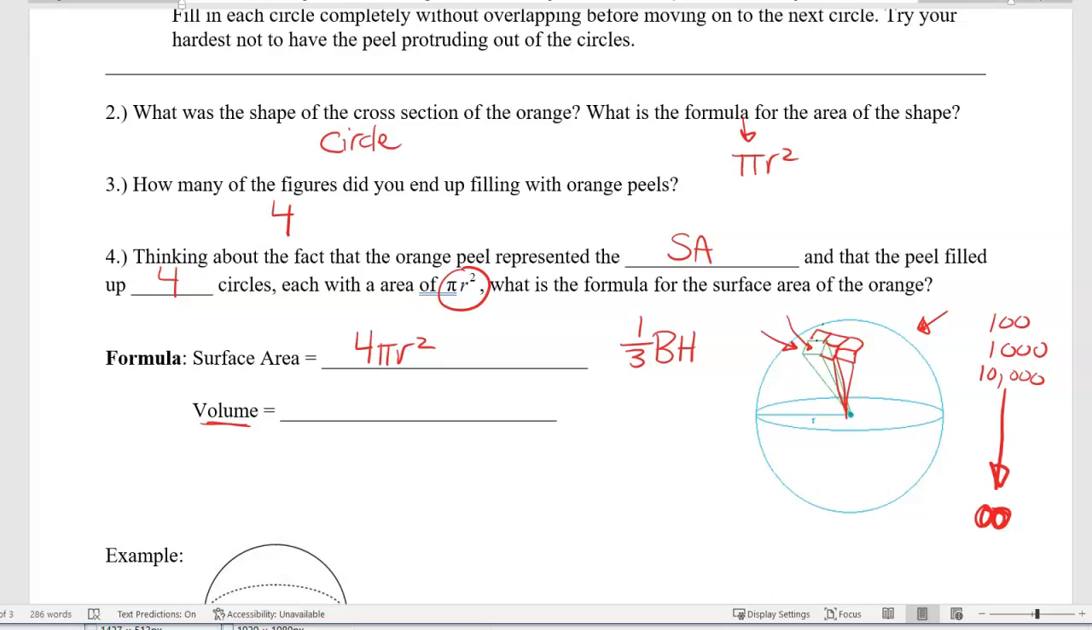So what we're going to do is we're going to develop the formula now. For that first pyramid, we're going to call that 1/3 its base 1, times its height. Now, if you were looking at its vertical height and you wanted to know what part of the sphere that was, that's the radius. So the first one is going to be 1/3 base 1 times radius.